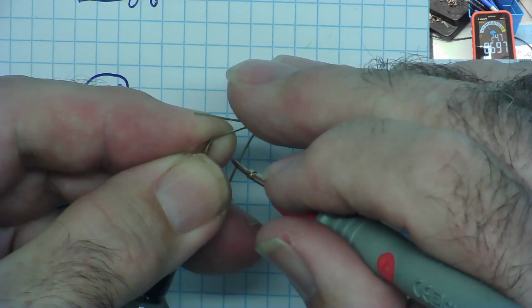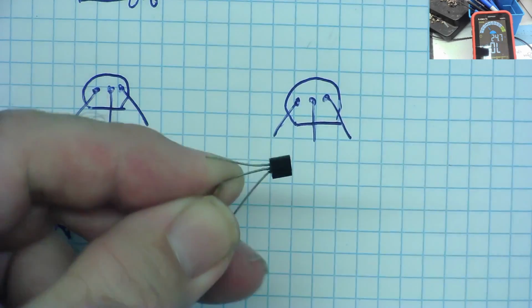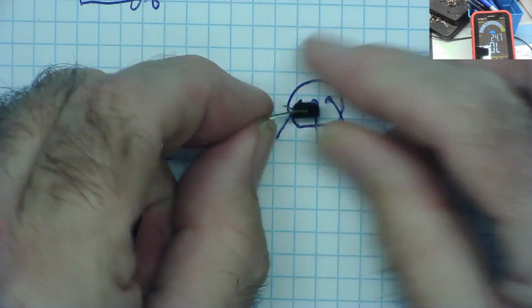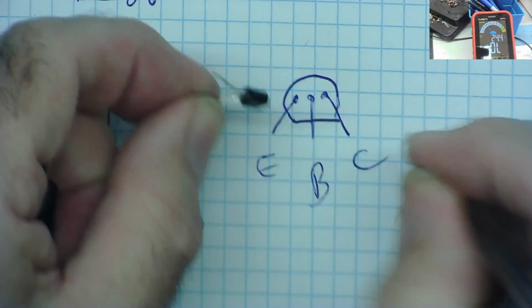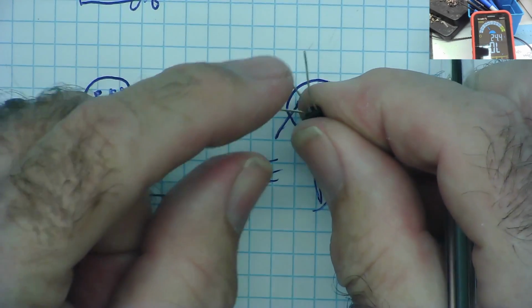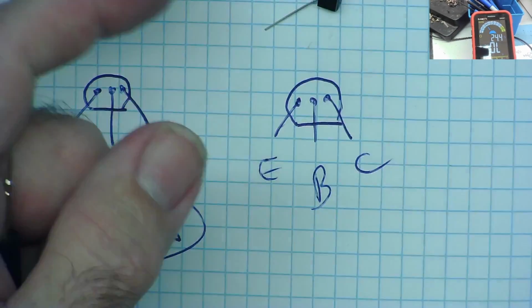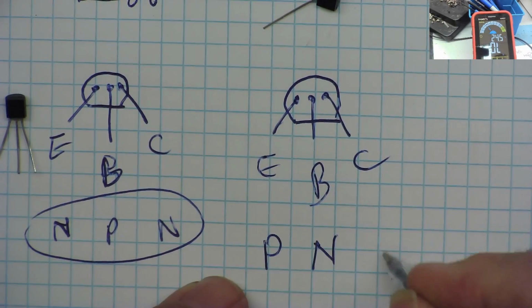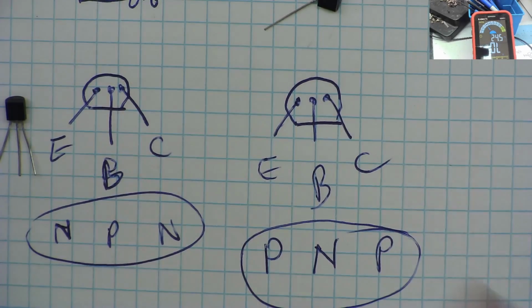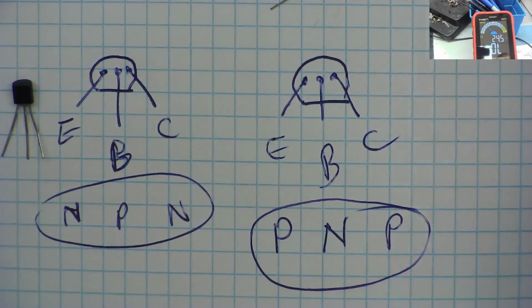Okay? It's reading 696. Is it the middle one, the base? Is it PNP? Yes, 697. So this one is the same layout. Base, emitter, collector. But it only conducts with the black lead in the middle, N. Always think black negative, red positive, yeah? So this is PNP. So there you go. That's how you measure them with a multimeter.